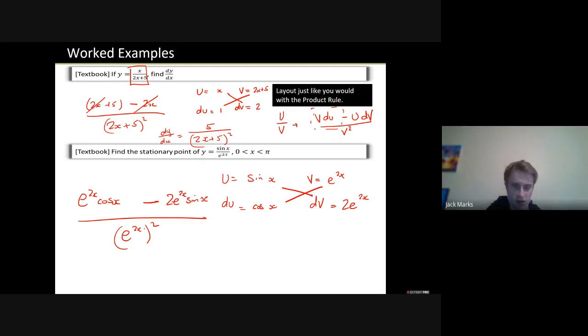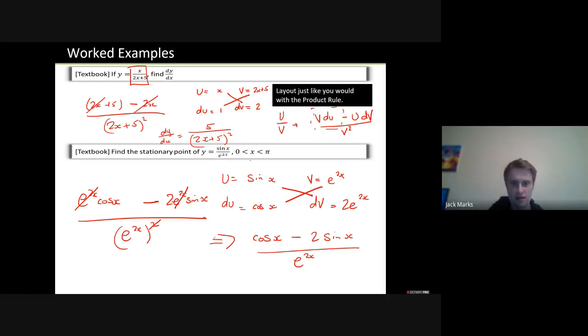Notice if you don't actually square it, then you can see something here. Everything seems to have an e to the 2x in it. Perhaps not surprising because e differentiates to e. That's why this is happening. So we get cos of x minus 2 sine of x over e to the 2x.